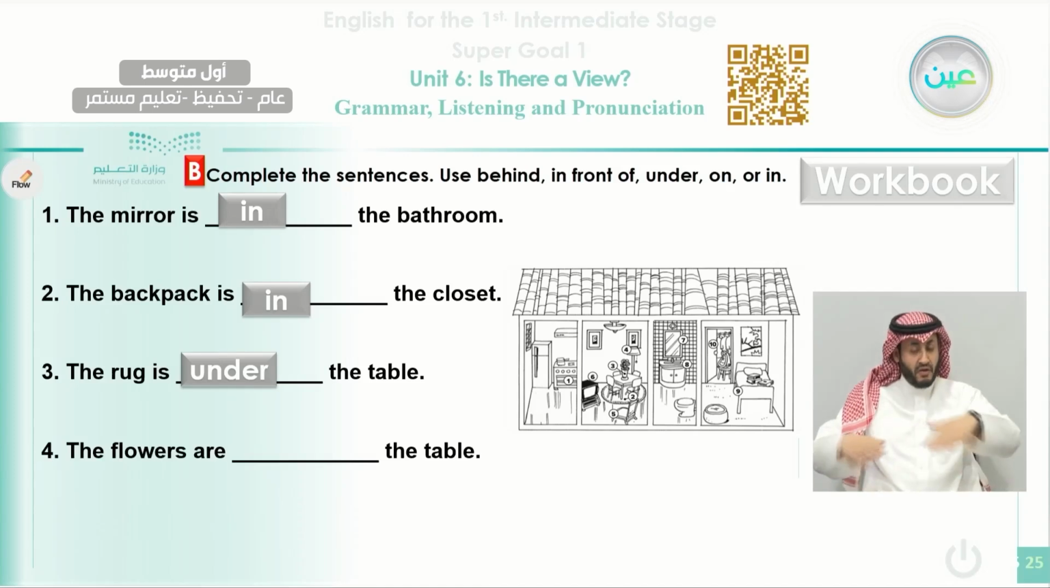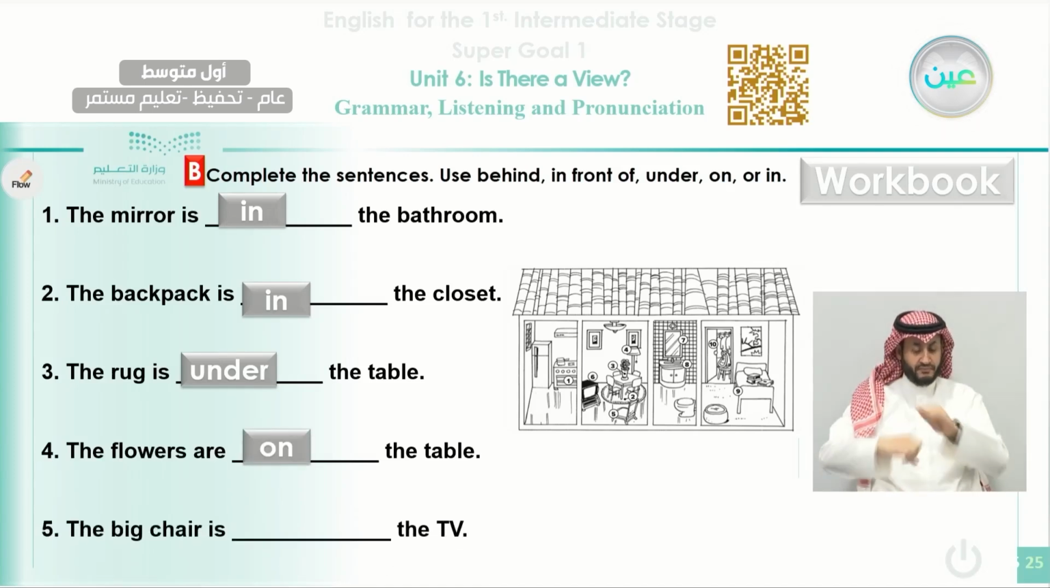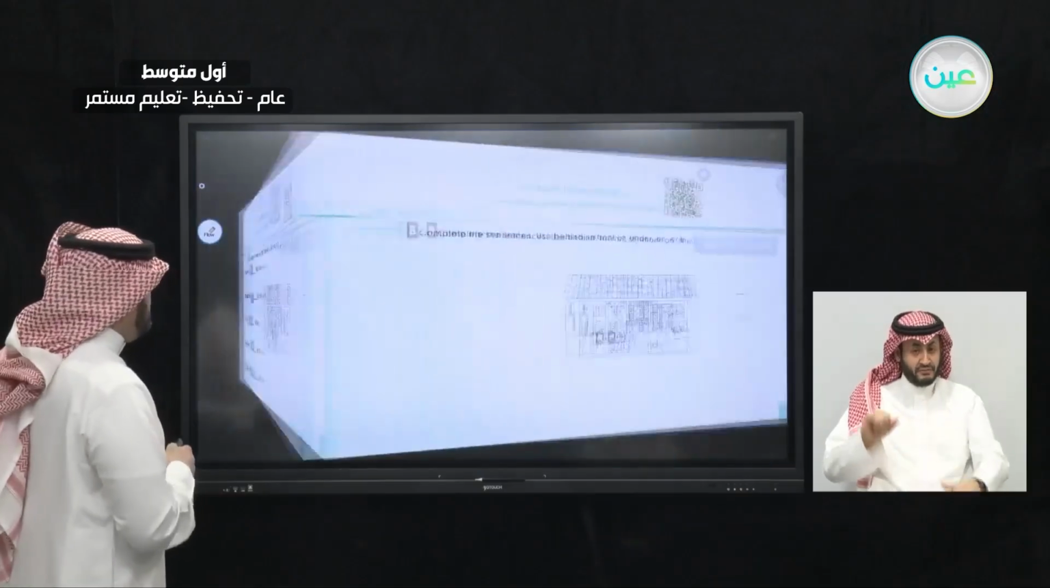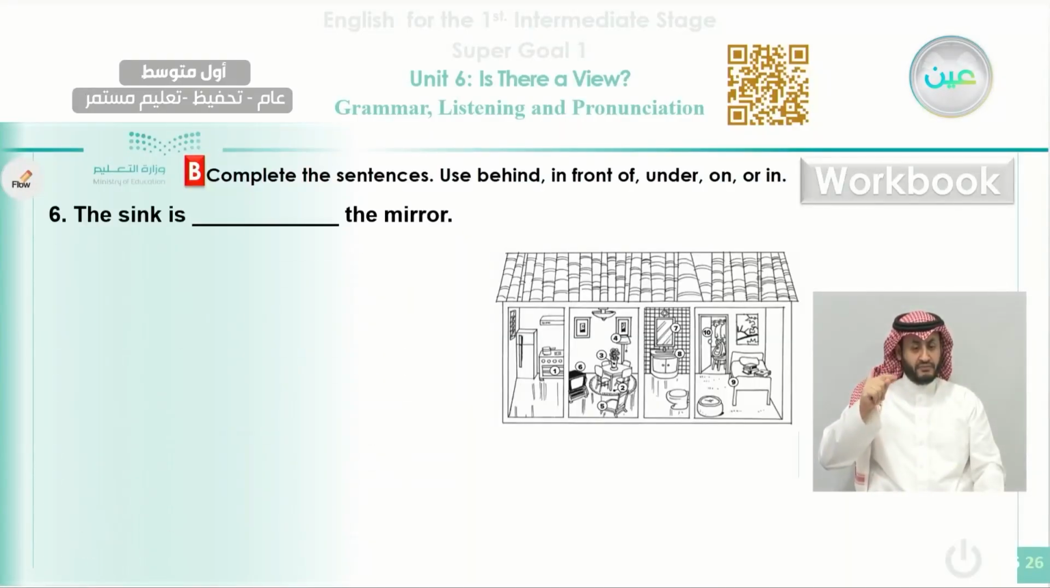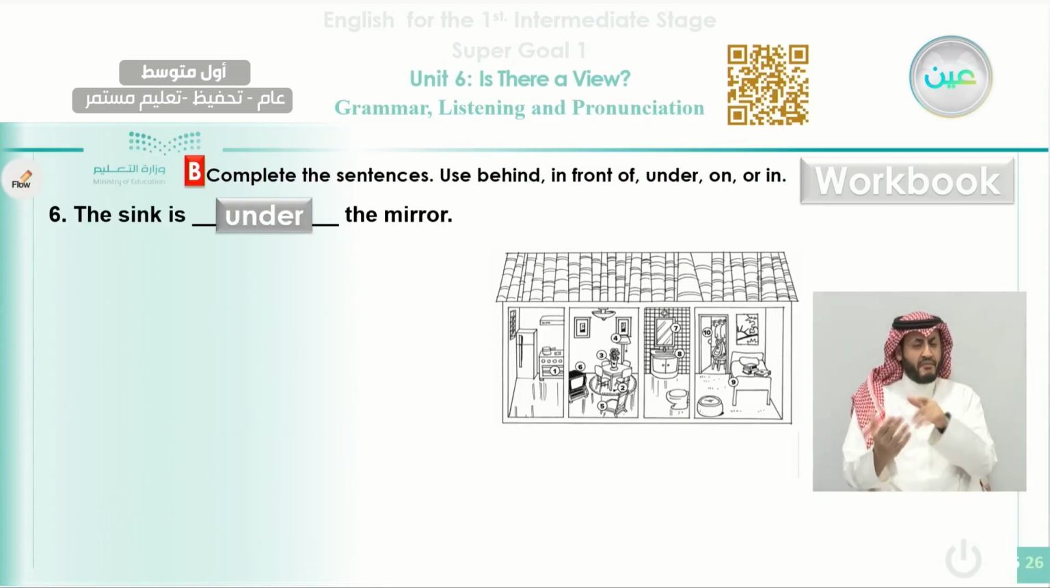Where are the flowers? Look at the flowers. They are on the table. On the table. Number 5. The big chair is. Look at the big chair. Where is it? It is in front of the TV. Okay. And we move also to the 6th one. The sink is the mirror. Where is the sink? It is under the mirror. Okay. You look at yourself in the mirror, and under the mirror there is a sink.